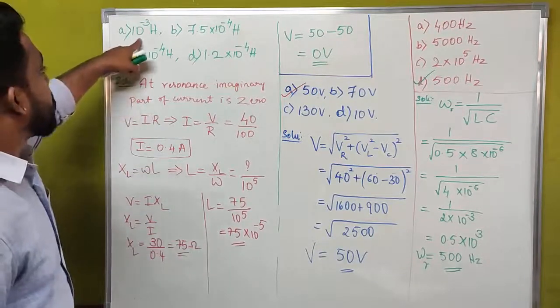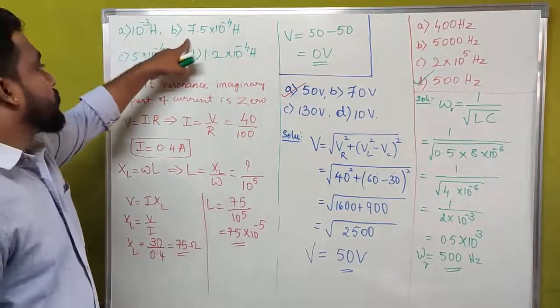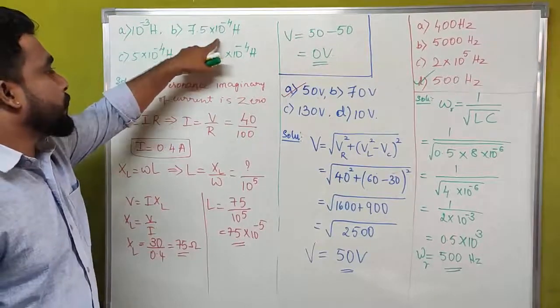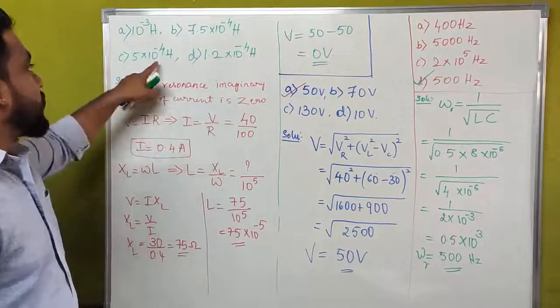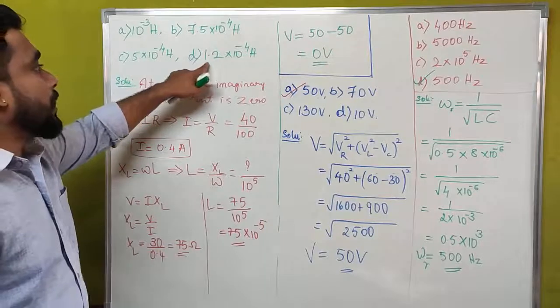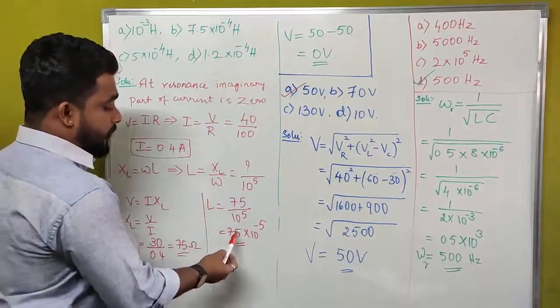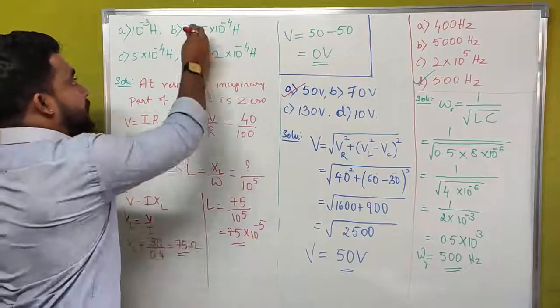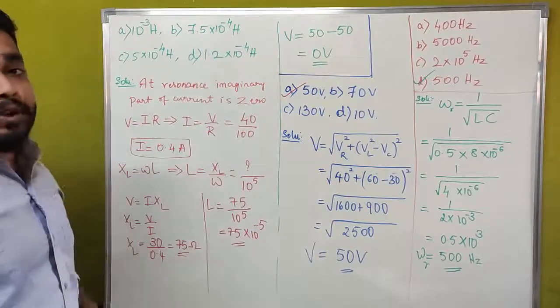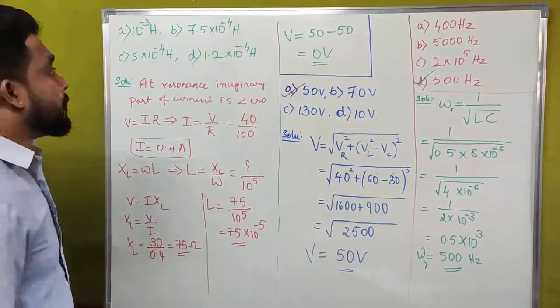First we should check out, do we have this answer? Let us check. Here 10 to the power of minus 3, no. 7.5 into 10 to the power of minus 4 is approximately yes. 5 into 10 to the power of minus 4 is no. And 1.2 into 10 to the power of minus 4, no. Here we have 75 into 10 to the power of minus 5. Here what we have is 7.5 into 10 to the power of minus 4.